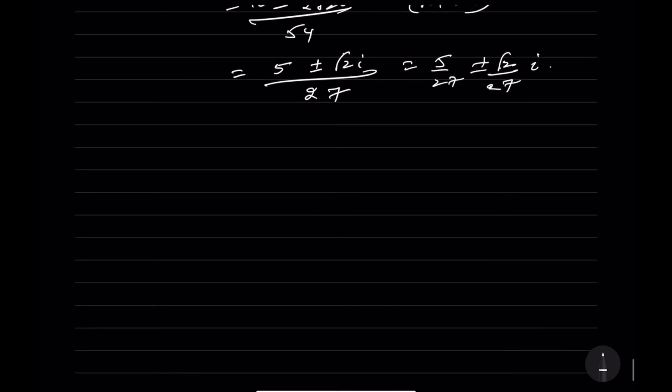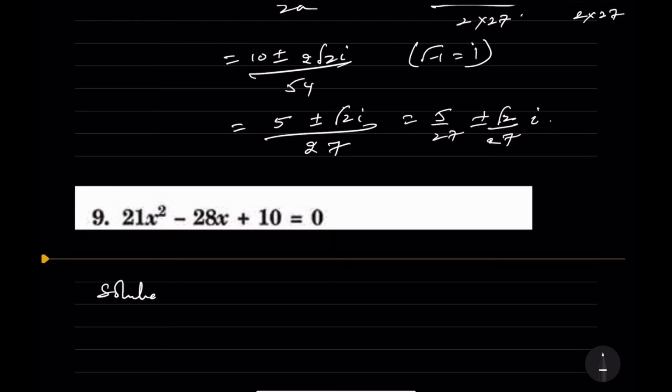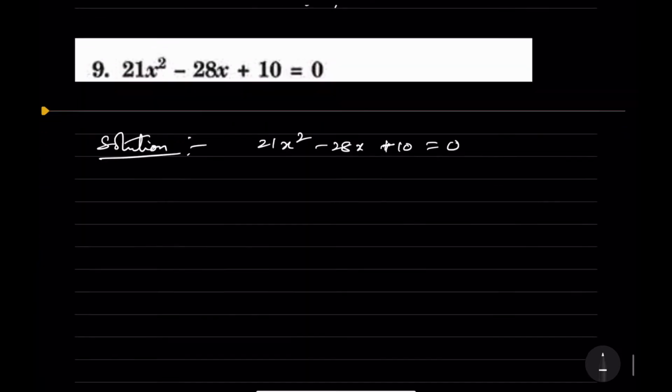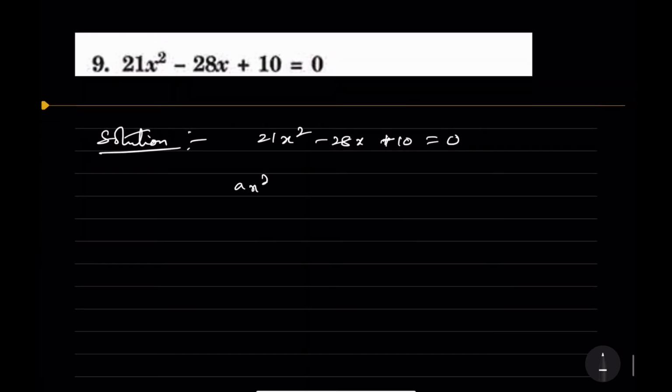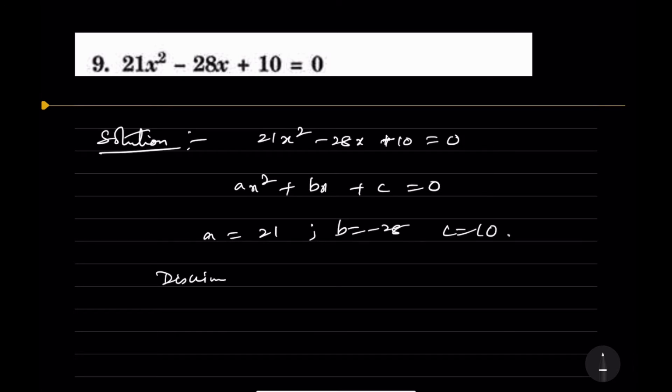What's the 9th problem? We'll see. Here you have 21x² − 28x + 10 = 0. Comparing it with the general form ax² + bx + c = 0, you get a = 21, b = −28, c = 10. Then find the discriminant.